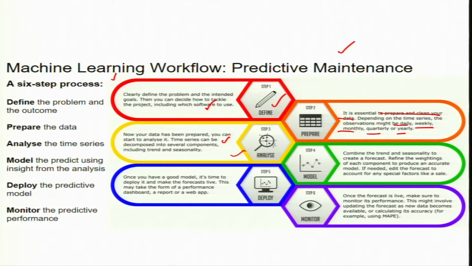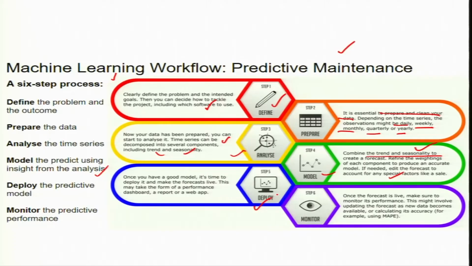Time series data can be decomposed into several components, including the trend and seasonality. Fourth is the model. So, model is to predict using the insight from the analysis. Therefore, step 4 of generating or training the model is to combine the trend and seasonality to create a forecast. Refine the weightings of each component to produce an accurate model. If needed, edit the forecast to account for any special factors like sale and so on.